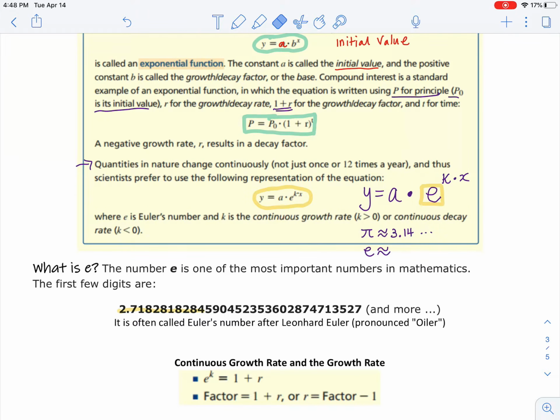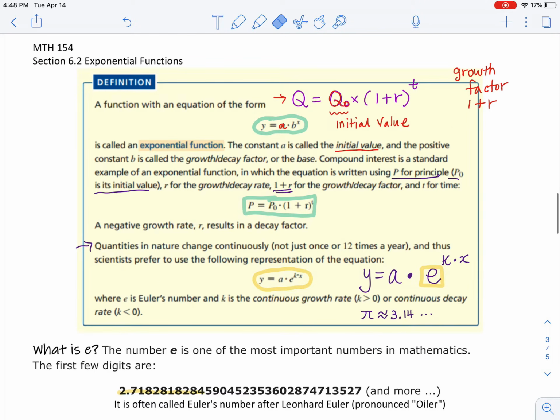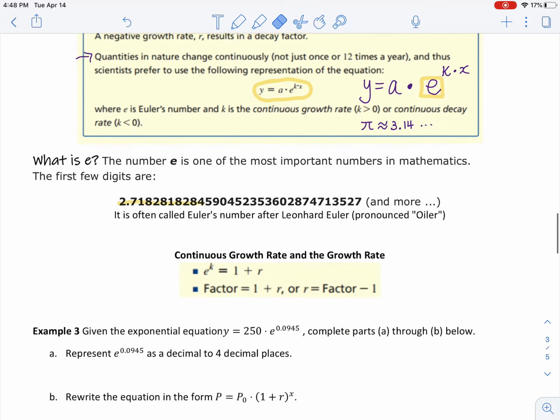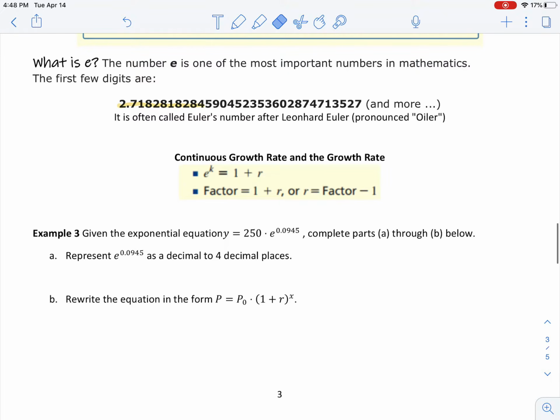e is going to be used for continuous growth or continuous decay functions. And you're just going to have to look for the keywords. If they say continuous growth or continuous decay, then we're going to pull out this formula and use it, okay? Now, this is just a box of everything that we're going to use, but let's actually use them on our example. Now, back to what e is. What is e?